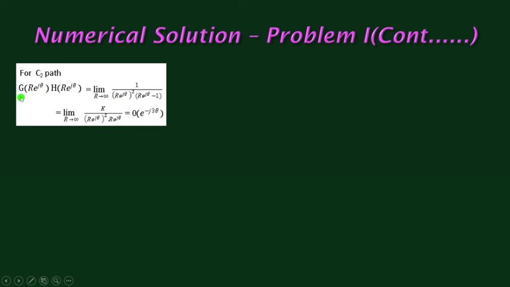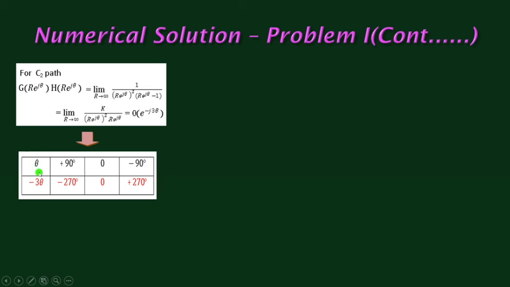For the C2 path, putting s equal to R e to the power j theta, this is the equation, and the magnitude is 0 and the phase angle is minus 3 theta. For the C2 path, the angle is plus 90 to 0 to minus 90. For this example, it is minus 3 theta. So theta equal to plus 90 gives minus 270. If theta equal to 0, this value is 0. If theta equal to minus 90, the answer is plus 270.